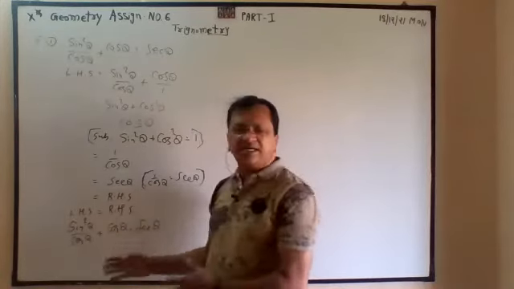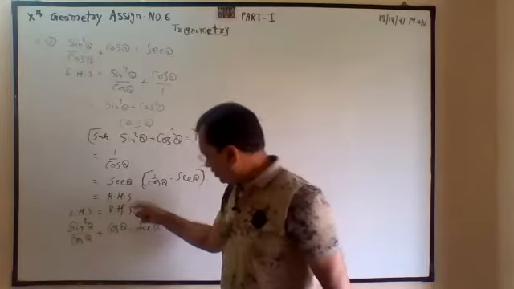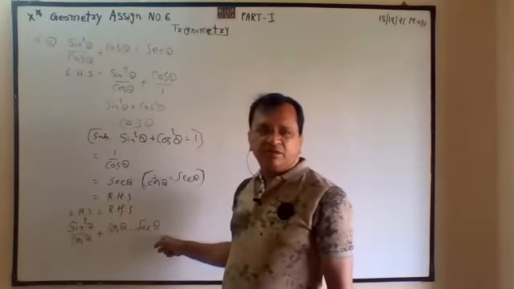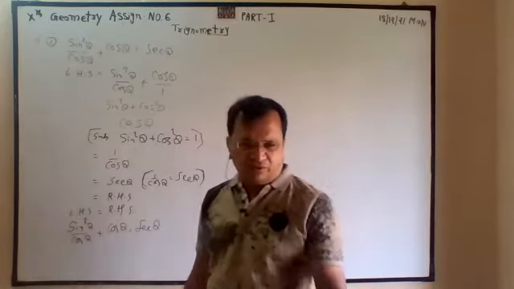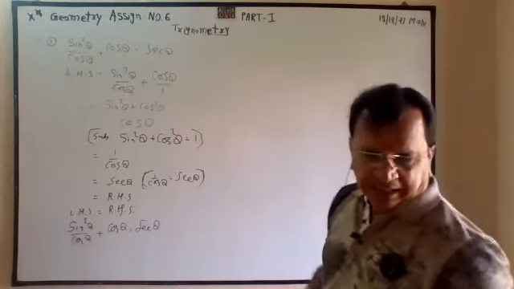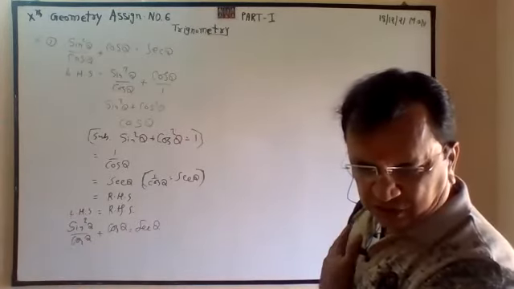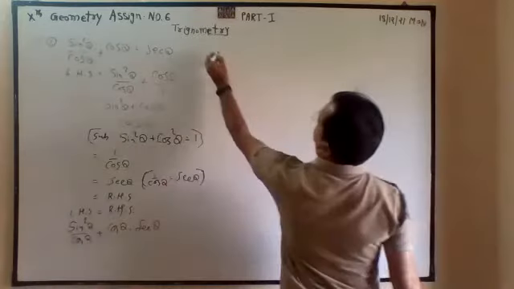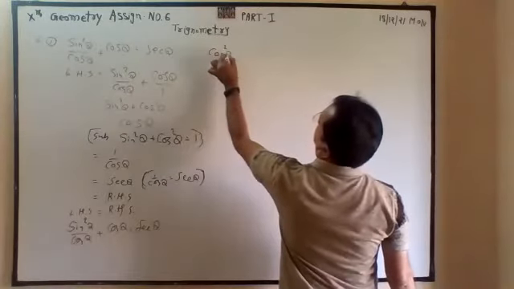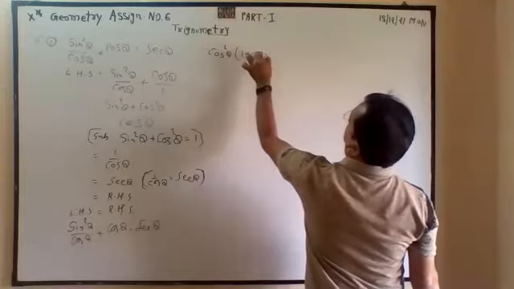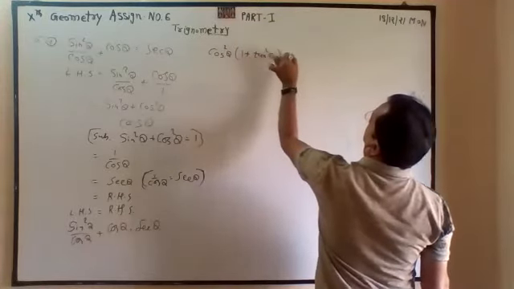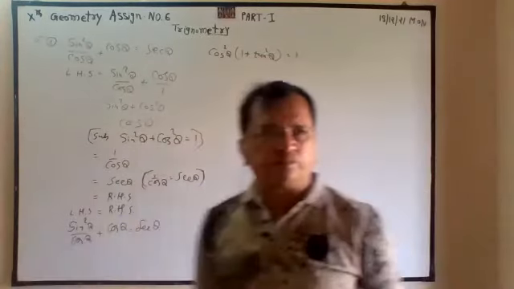Then write exactly that. Don't stop here. At the end, this you have to prove. Now cos square is equal to cos square. This we have to prove.